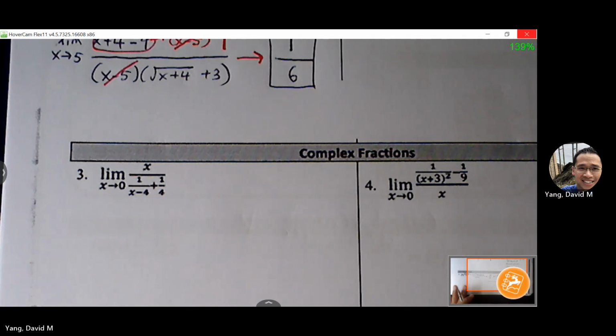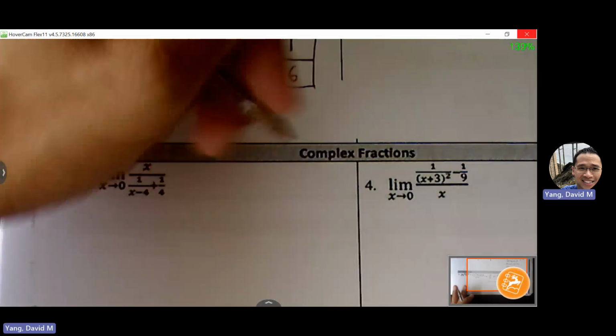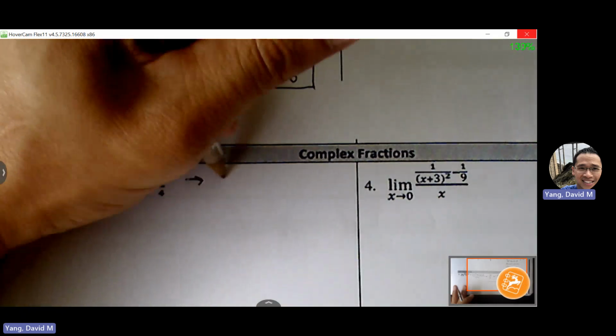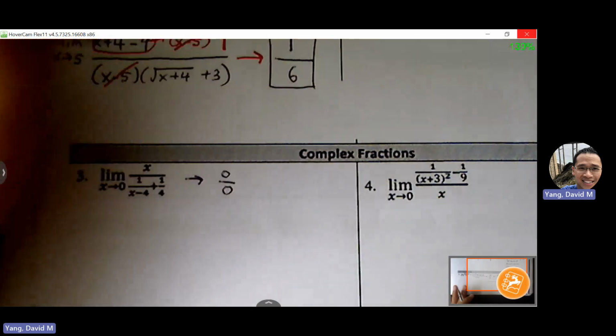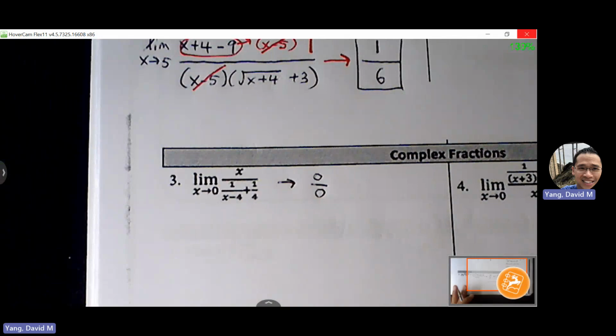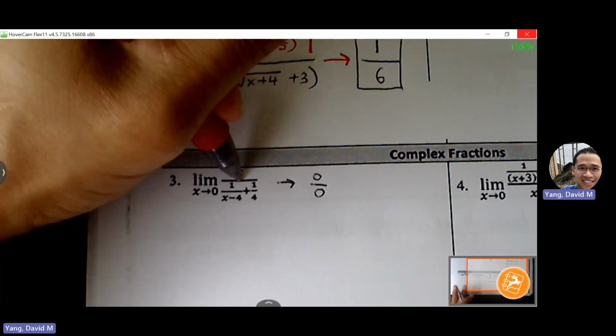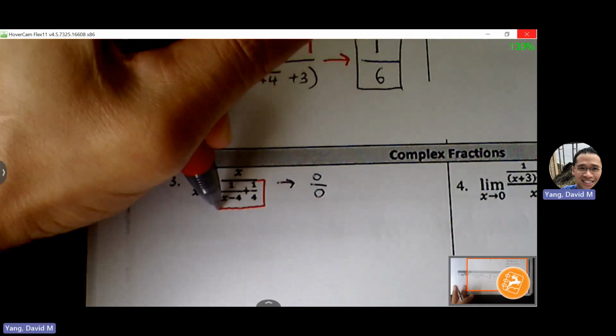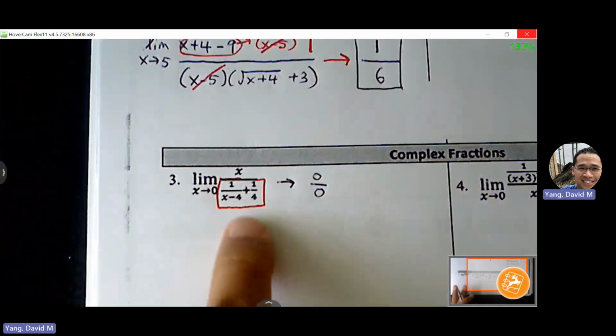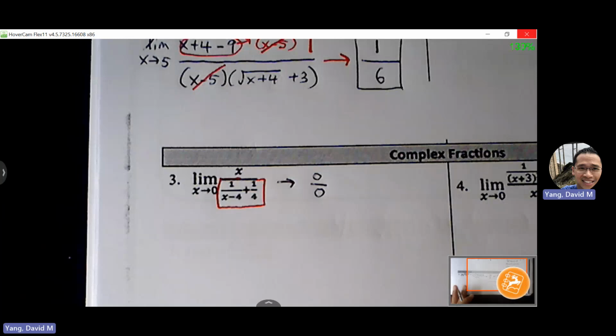What do I get? 0 over 0. I get -1/4 in the denominator plus 1/4, which is 0. So we know that the limit does exist. We just need to do more work to get to that true limit. So here's the strategy. We're going to try to focus our attention on just this portion. My goal is to get that to merge into one fraction.